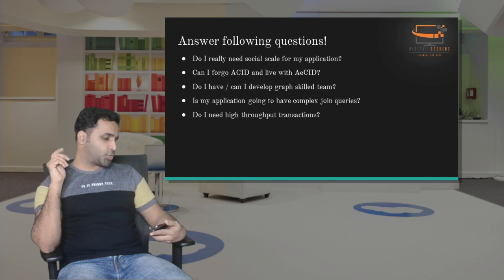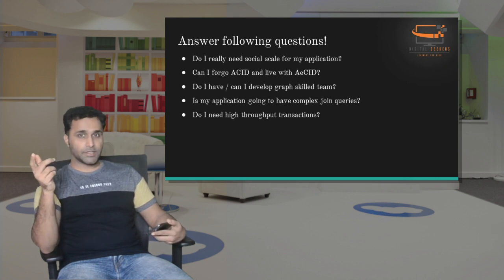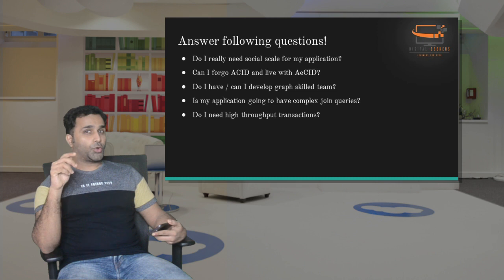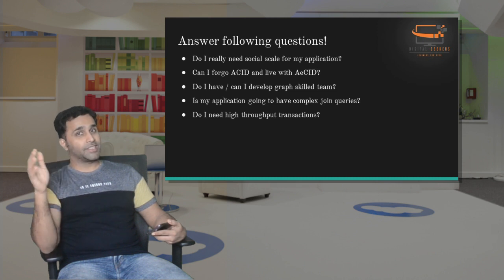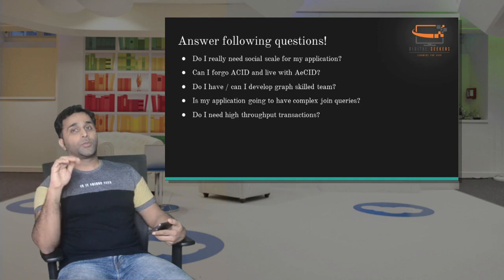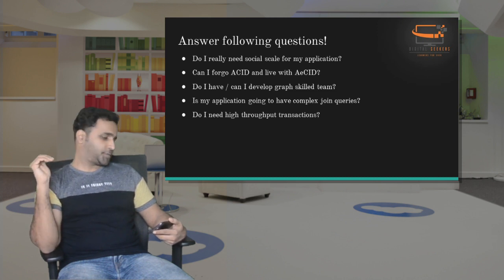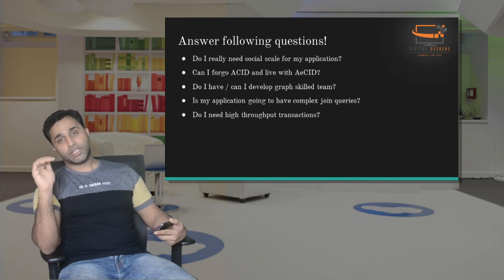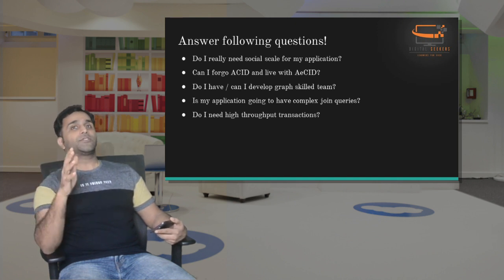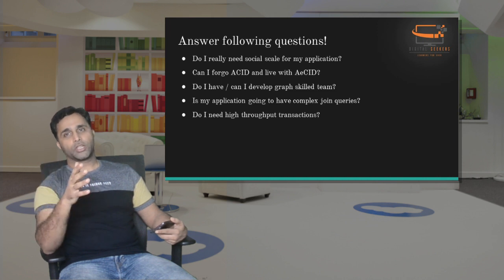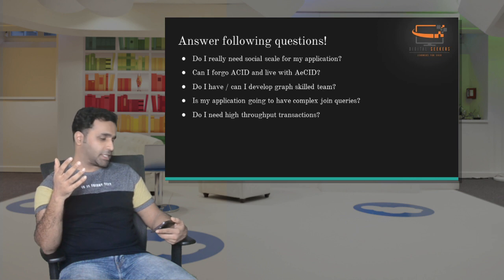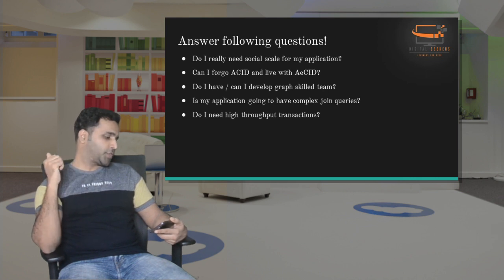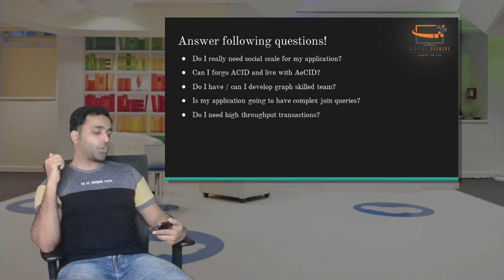The first question is, do I really need social scale applications, and can I forego ACID in place of BASE? Is that a viable choice for me? If I am using a relational database at the moment, do I have or can I develop a graph skilled team? Because graph is a new skill that you are going to bring to the table, so can you build a graph skill team, or do you already have one? That is a question you have to answer. Is my application going to have complex join queries?